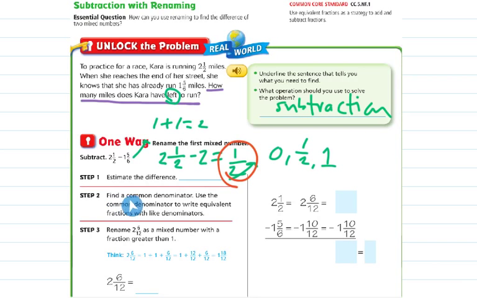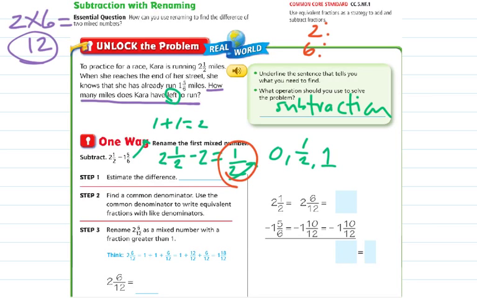Step 2 says find a common denominator. Use the common denominator to write equivalent fractions with like denominators. So again, boys and girls, something that we worked a lot on last week is that when we find common denominators, we want to find the least common denominator. And although we can multiply both denominators together, 2 times 6 is equal to 12, we know that that necessarily isn't the least common denominator. So what we want to do is list multiples of 2 and of 6.